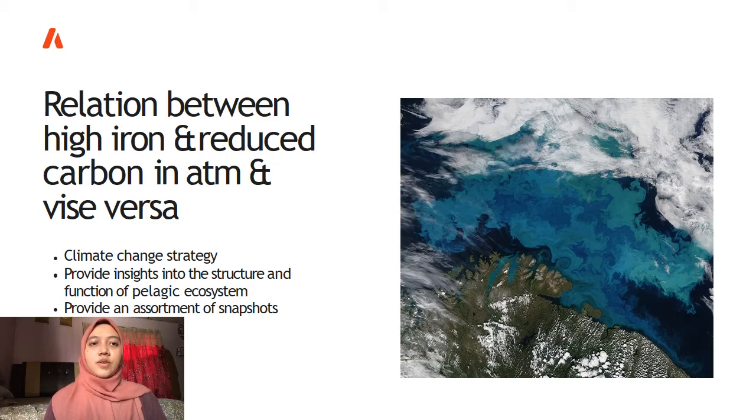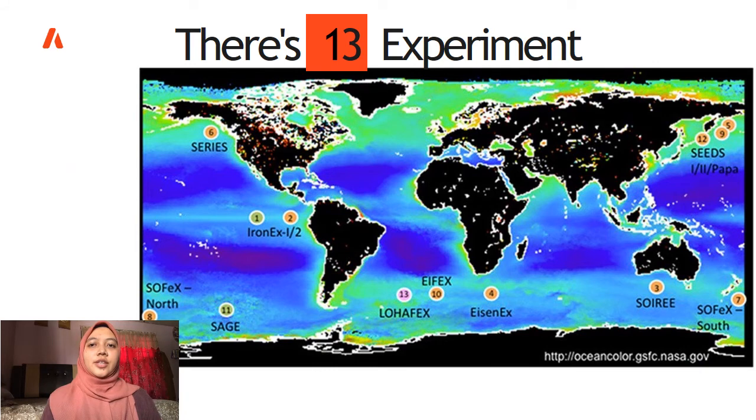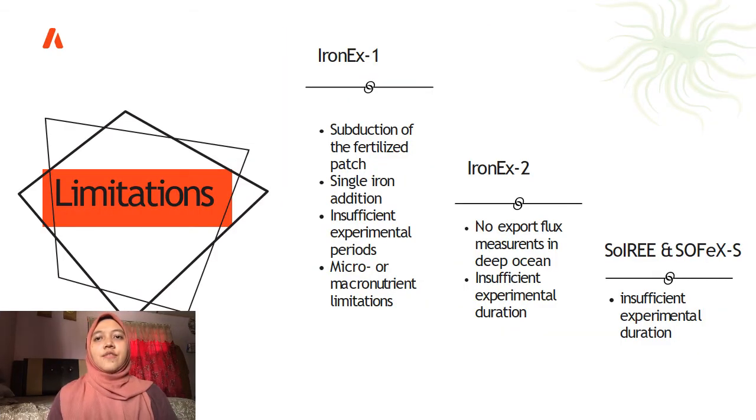There are a total of 13 artificial ocean iron fertilization experiments, which are IronEx 1, IronEx 2, SOIREE, EisenEx, SEEDS 1, SERIES, SOFeX-S, SOFeX-N, SEEDS 2, EIFEX, SAGE, SEEDS, PAPA, and LOHAFEX. There are several limitations that have been classified as potential causes for the unsuccessful findings of the study.